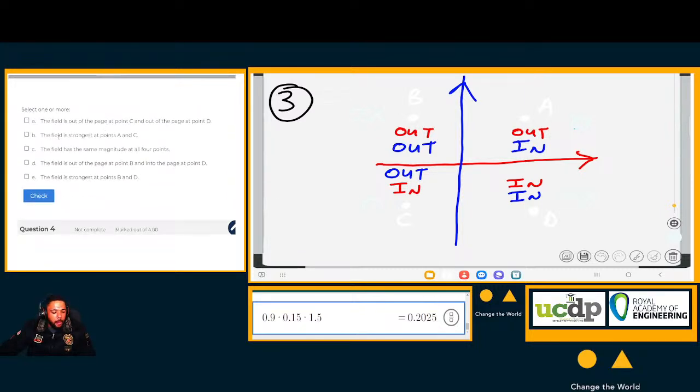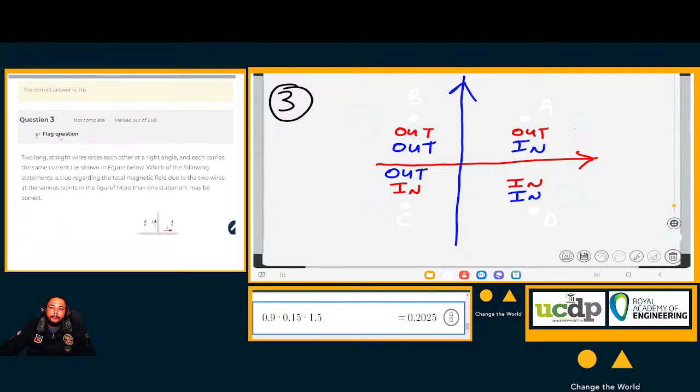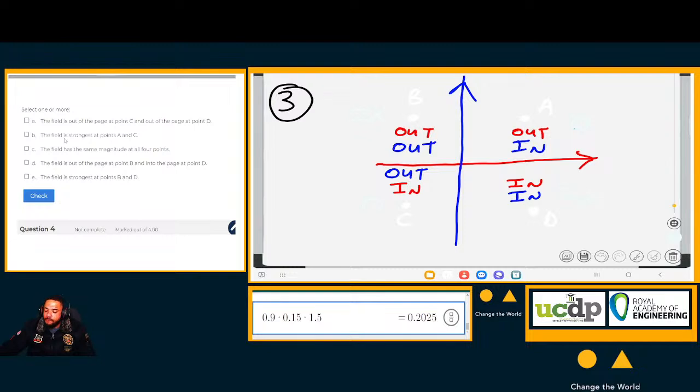Statement B: the field is strongest at points A and C. No, the field is 0 at A and C. The third option, C: the field has the same magnitude at all 4 points. That is not true. It has different magnitudes at points A and D.